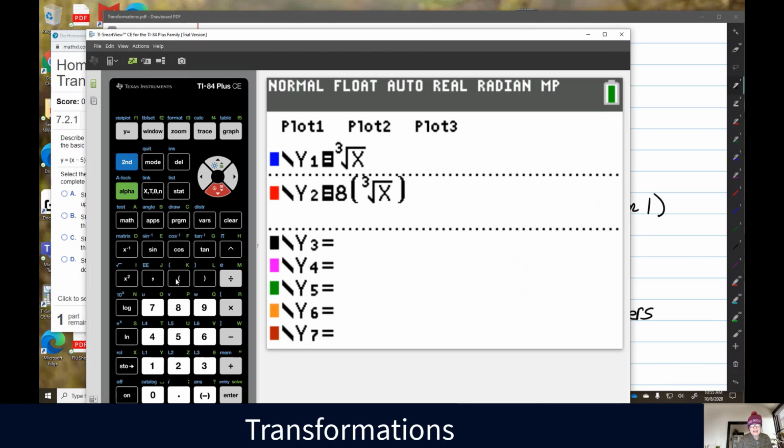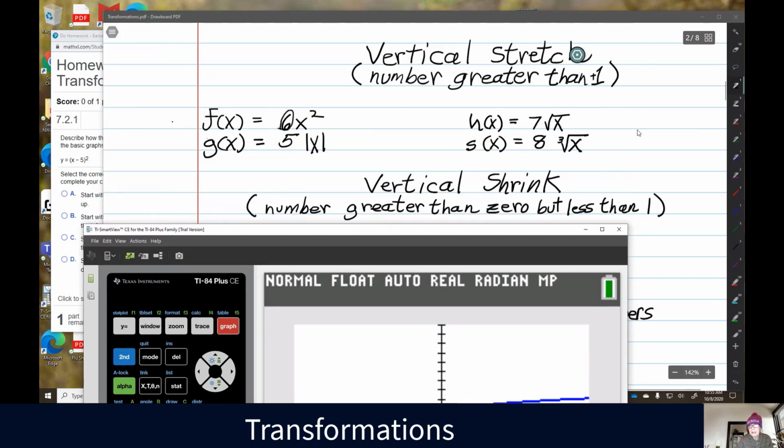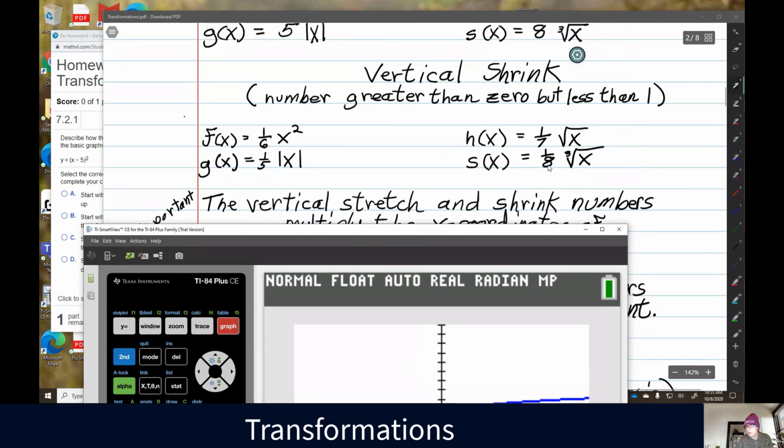It would just be harder. I'm just going to clear it and do this. Let's graph the basic graph. Now, we're going to graph a shrunk version. And what I'm going to do is multiply all of the y coordinates by 1/8. The same process is still going on. This number multiplies the y coordinates only.